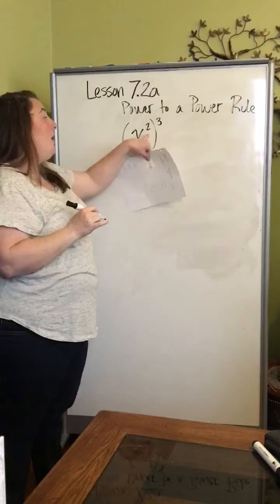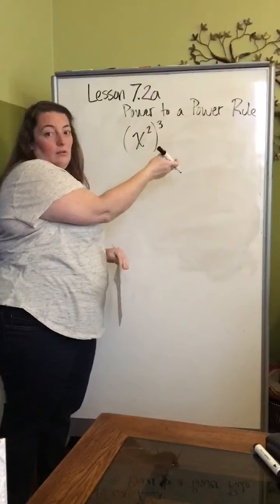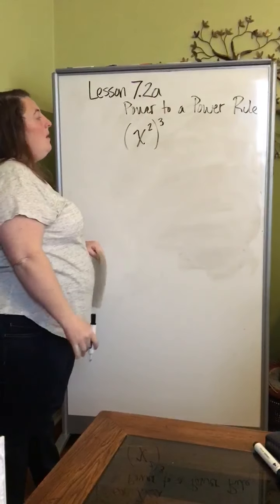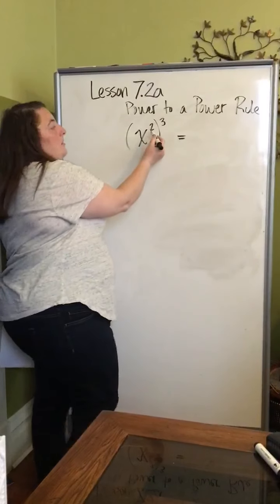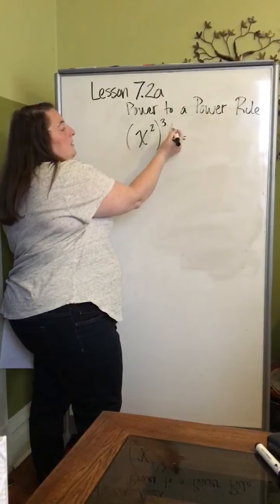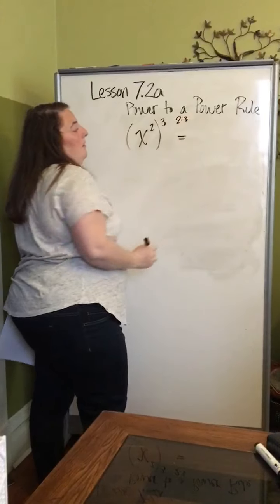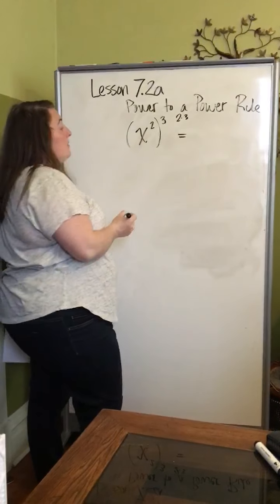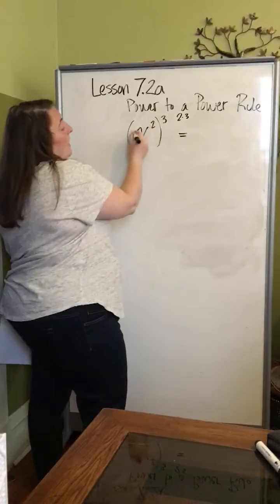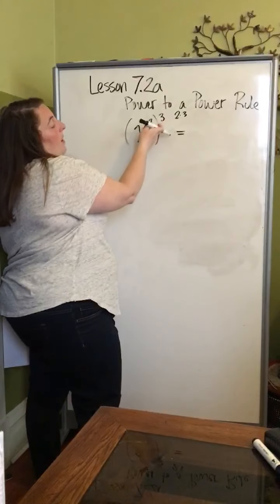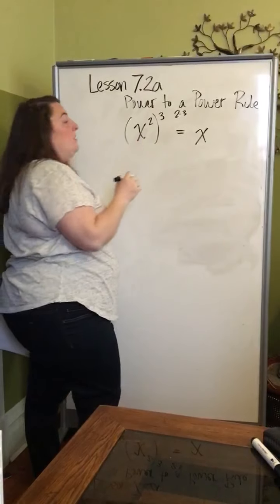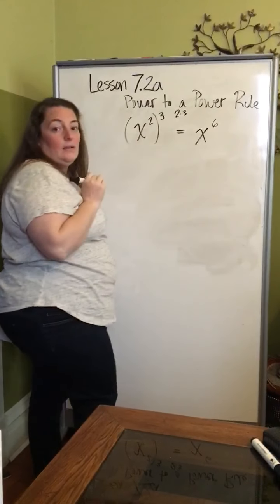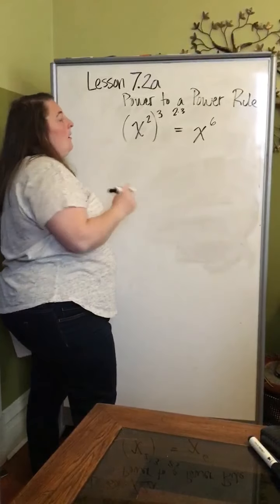Okay, so x squared to the third. Okay, so there's two exponents there. Now, what the rule says is you take these two exponents and you multiply them together. So 2 times 3 is 6. And so whatever's inside this parenthesis gets the power of 3. But if it already has a power, you multiply it. So x to the 6th. Okay, pretty simple. Let's do another one.